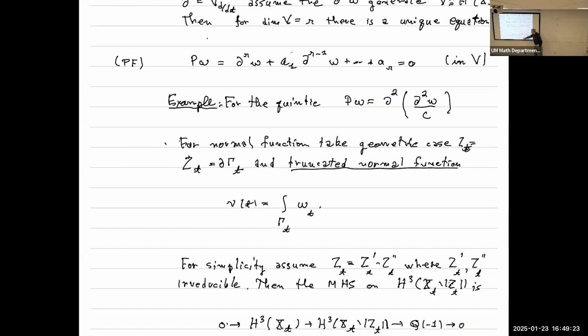You have this exact sequence of mixed Hodge structures. The cohomology of X maps to the relative cohomology, and I think I wanted here, yes, it maps to the cohomology of the complement, and the boundary or the residue takes you to Q of minus 1. Okay, so that's the exact sequence for the mixed Hodge structures on the complement of the support of this cycle. The weight 3 part is the cohomology of the Calabi-Yau, and the quotient has weight 4, it's just a Q of minus 2, I guess.